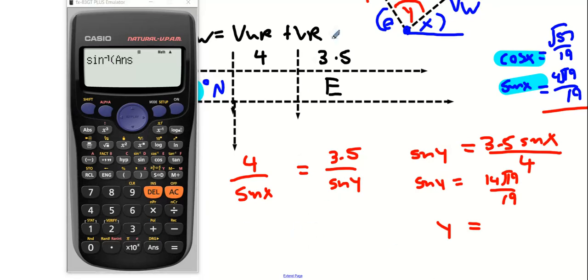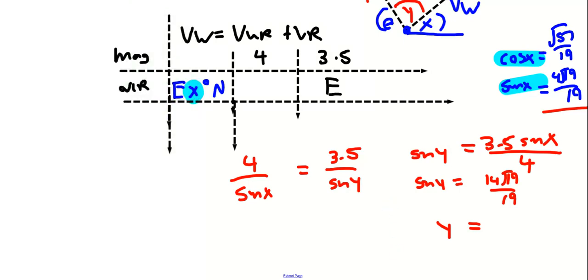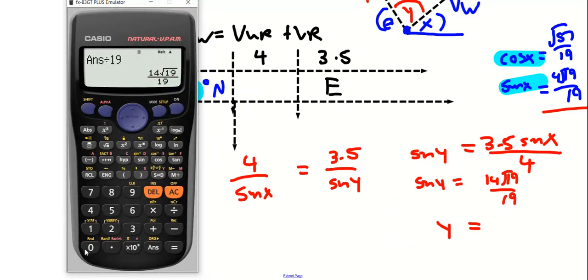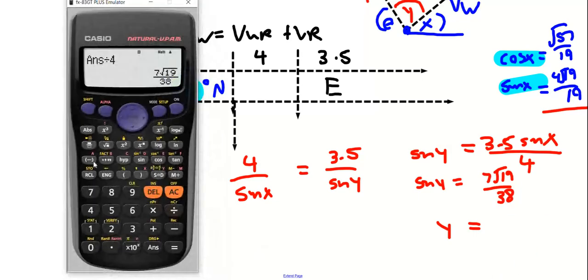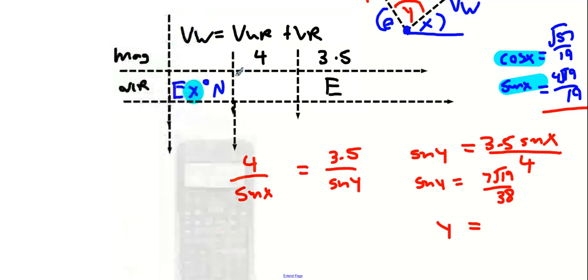And pause. I forgot to divide by the 4. See the 4 here? I also have to divide by that 4. So it's 7 root 19 over 38. Okay, so let's try this again. 7 root 19 over 38 when you put all that into the calculator. Now we're going to shift sine inverse this number, and we get 53.413 degrees.